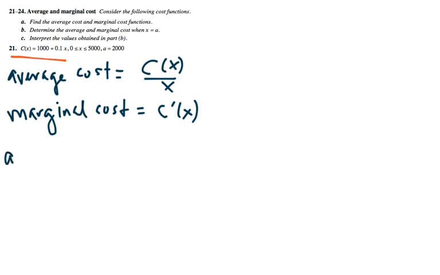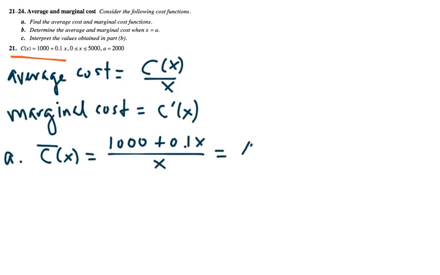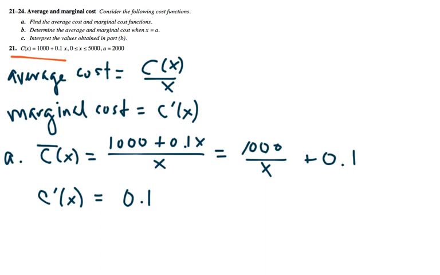So for part A, okay, we find c of x over x. So the average cost, your book represents it as a c bar. So that's equal to 1,000 plus 0.1x divided by x, which is 1,000 over x plus 0.1. Okay, so there is our average cost function. Our marginal cost function, I'm going to call it c prime of x, is equal to the derivative of the cost function, which just ends up being 0.1. Okay, so here we've got average cost and marginal cost.